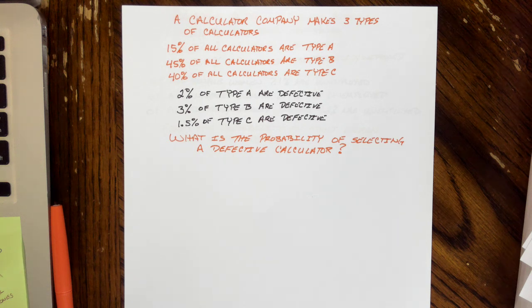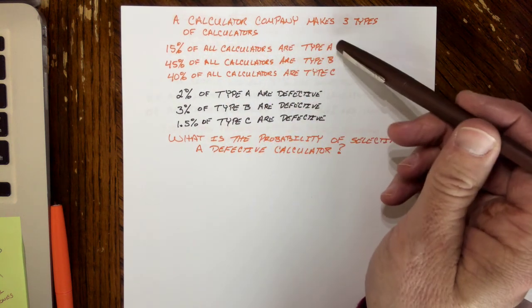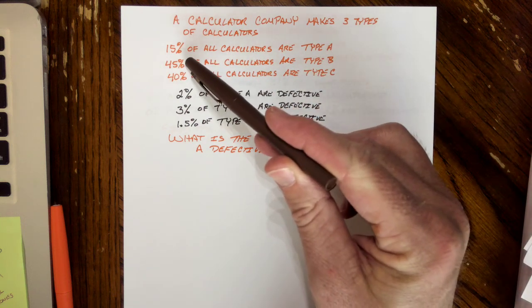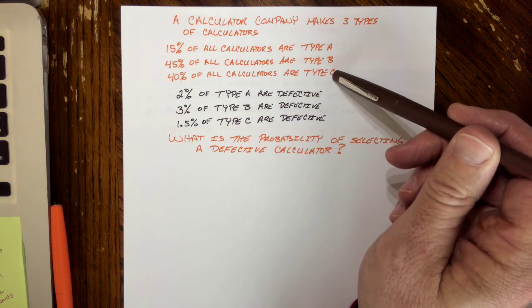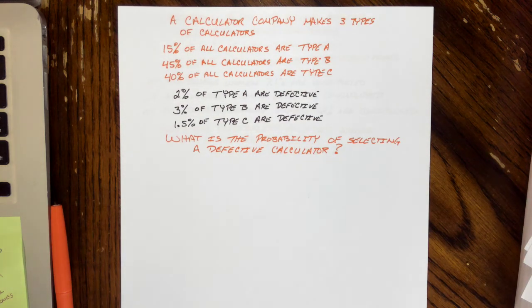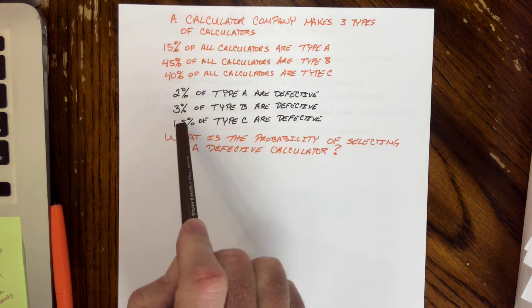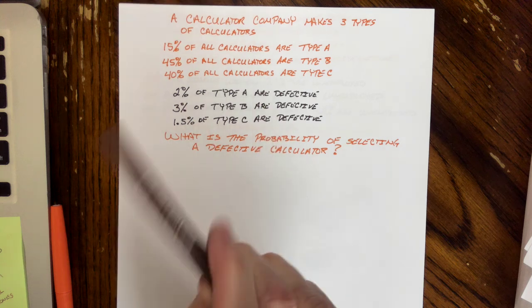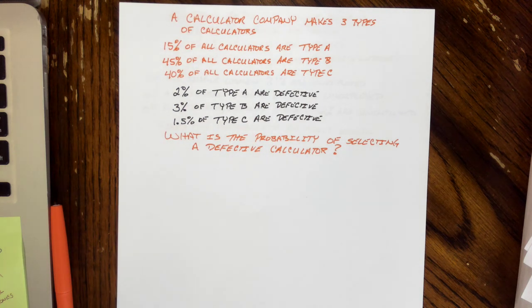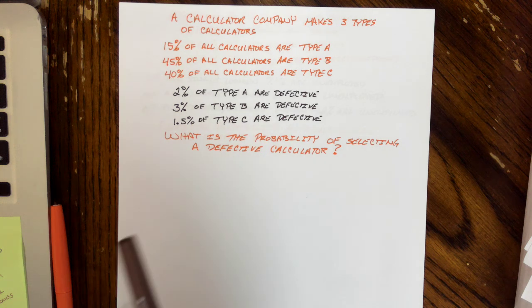Okay, this next example, calculator company, 3 types of calculator. Calculator A, 15% of all of them made are A. Calculator B, 45%, and then calculator C, 40% of the market. Now, of these calculators, 2% of A are defective, 3% of B are defective, and 1.5% of C are defective. So, what's the probability of selecting a defective calculator?